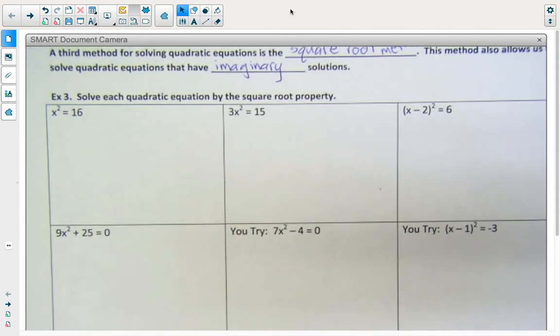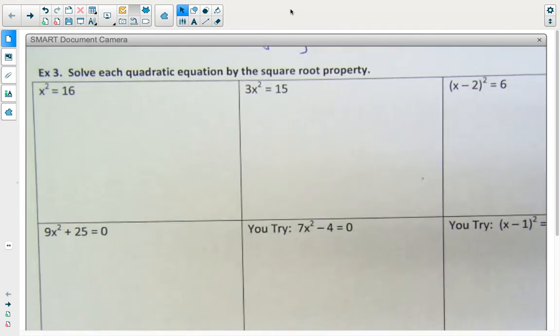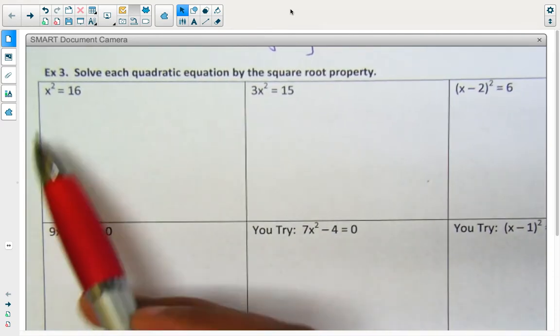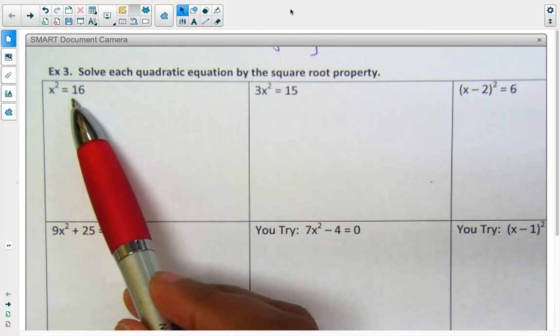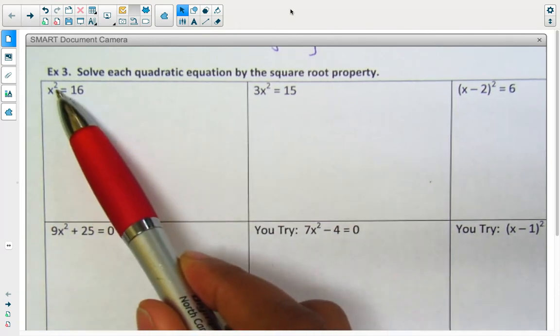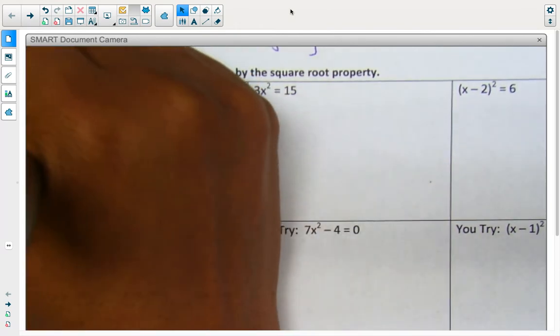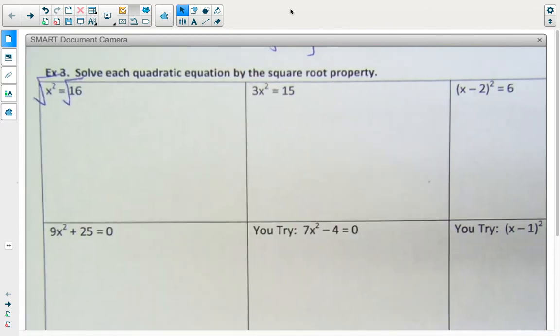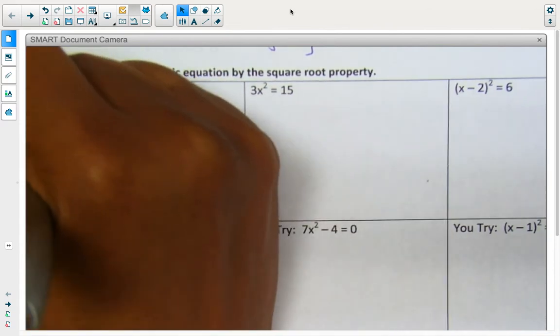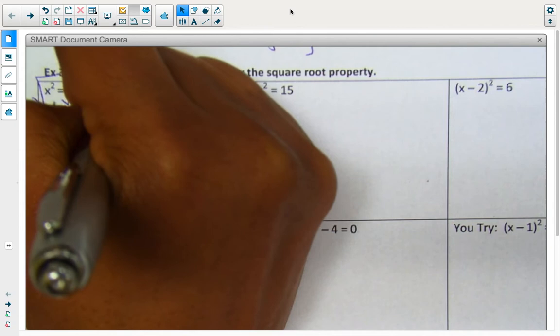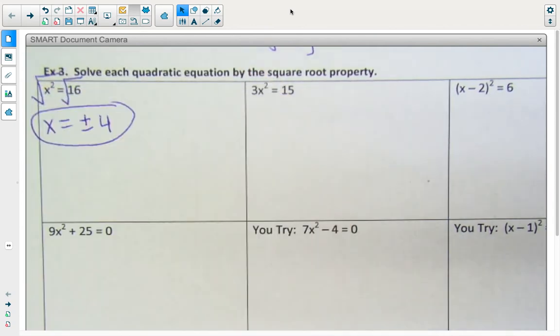So the first one, we're going to solve each quadratic equation by the square root method. Number one, we're going to solve x squared equals 16. The opposite of squaring something is you take the square root. So we're going to square root both sides. So x equals plus or minus 4. Very simple. The square root of 16 is 4. 4 times 4 is 16. And negative 4 times negative 4 is 16. When you take a square root, don't forget to do a plus or a minus.